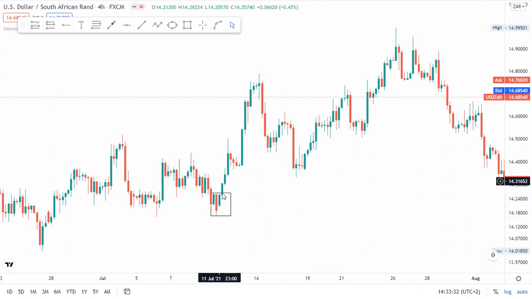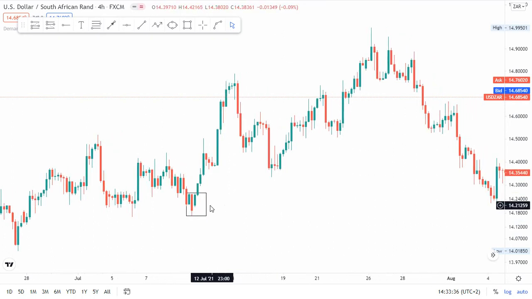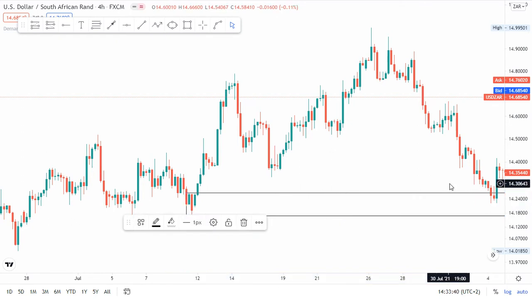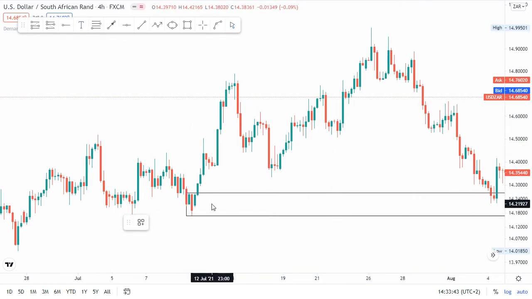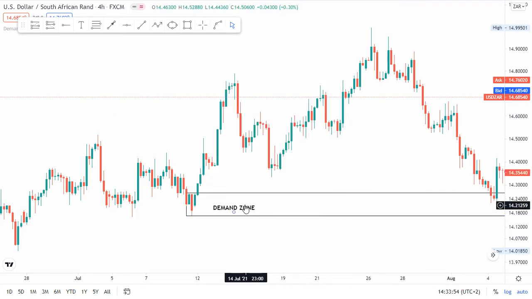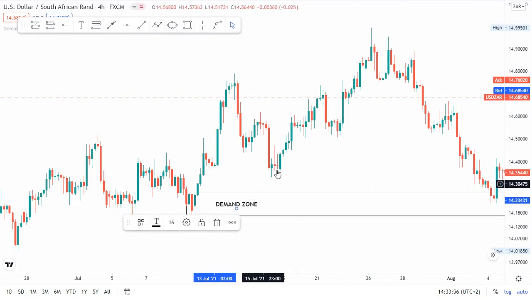I want the 4 hour, by the way. I'll try to cover this and extend my level to the right side, and then I'll label this as my demand zone. This is my demand zone. Let's see if it qualifies to be a good demand zone.